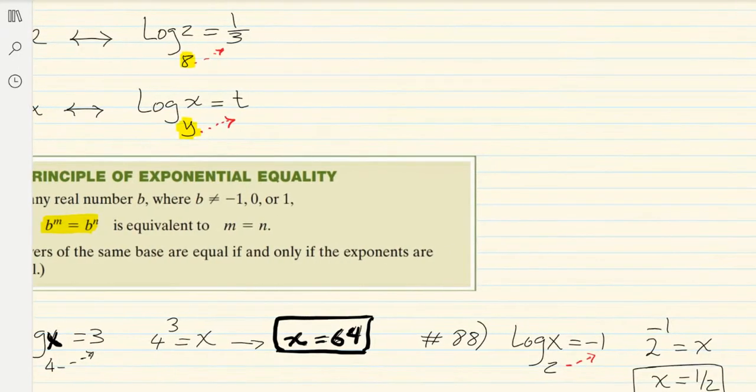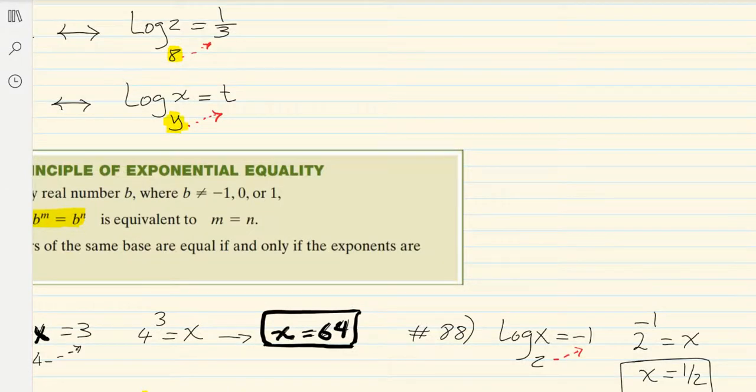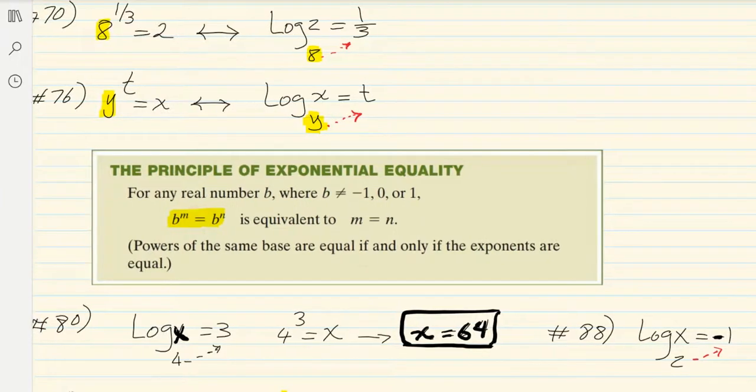Let's take a look at this one. Now for this one, we actually have number 88. For this one, log base 2 of x equals -1. So again, I rewrote it as 2 to the -1 is equal to x. And 2 to the -1, by the negative exponent rule, is just 1 over 2 to the first power, which is 1/2. So the answer is 1/2. And again, the argument is positive, so we're good with this one.